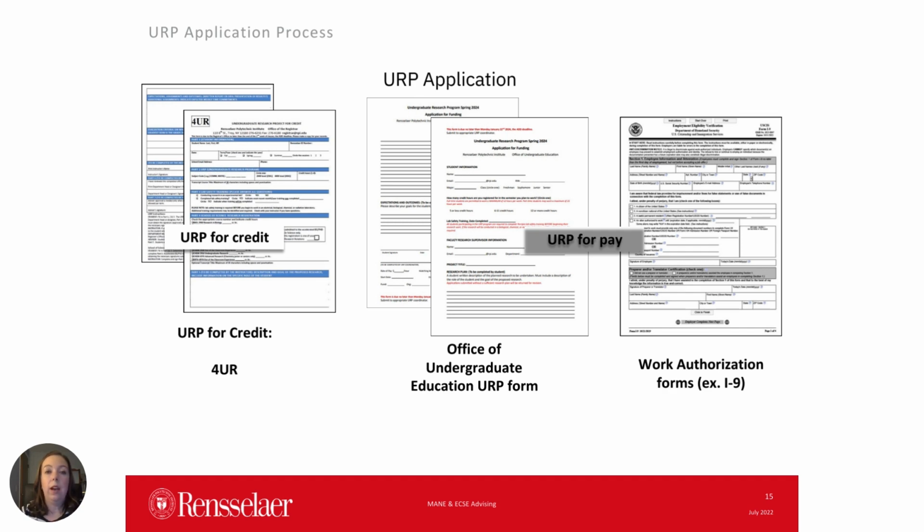If you're doing a URP for pay, then there is a URP form that's available on the URP website. And you'll also do work authorization forms, again, if you haven't worked on campus yet. So that's important to know: there are two different processes depending on if you're doing URP for credit or URP for pay.